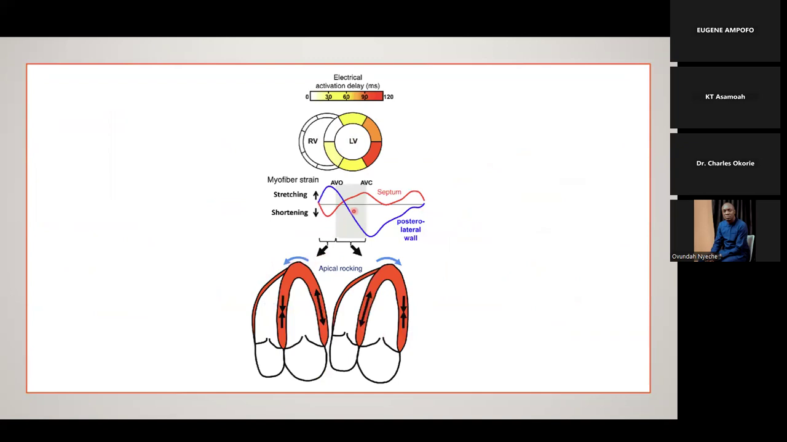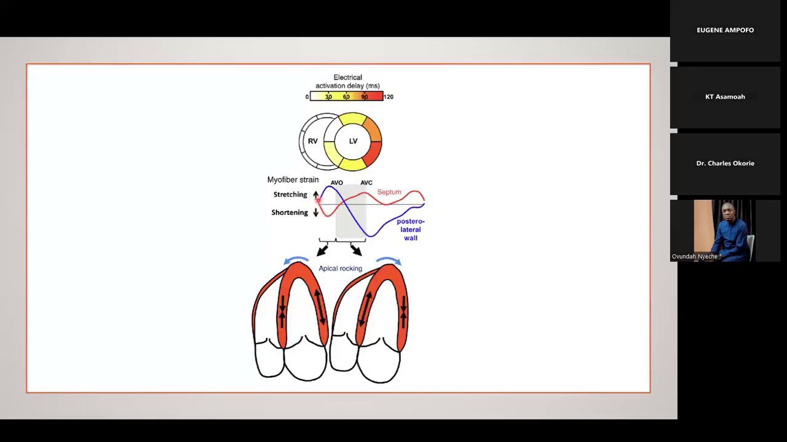Just to put it into perspective, this also shows the same thing that we've just talked about. So you can see the electrical activation over here. That's up to 30 milliseconds. And then by the time it gets to the free wall, it's 90 to 120 milliseconds. So it's much, much later.